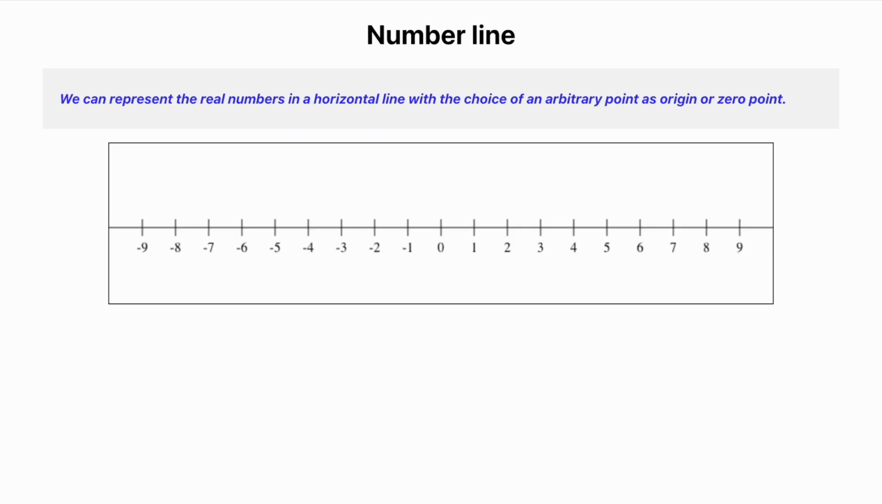The real line. We can represent the real numbers in a horizontal line with the choice of an arbitrary point as origin or 0 point. We can mark point 1 to the right of 0 point with a unit length. Likewise, we can mark any real number in this number line. For example, this is point 3 by 4 marked on the number line.